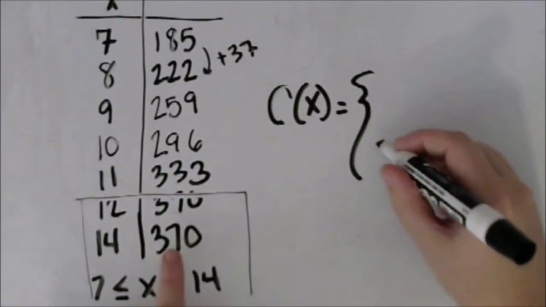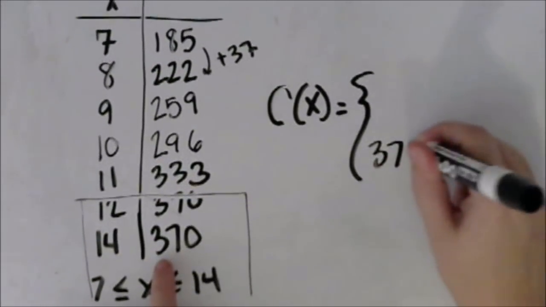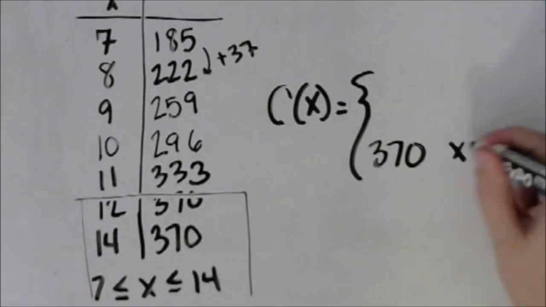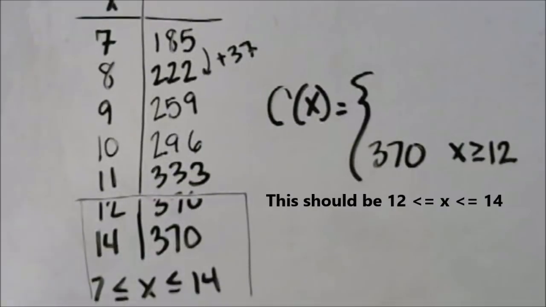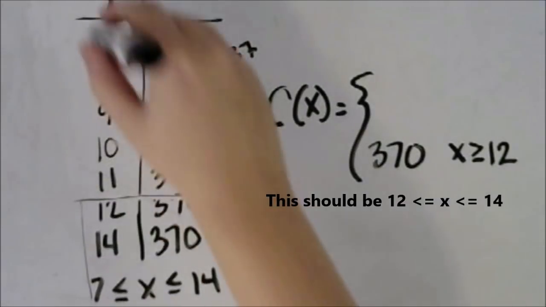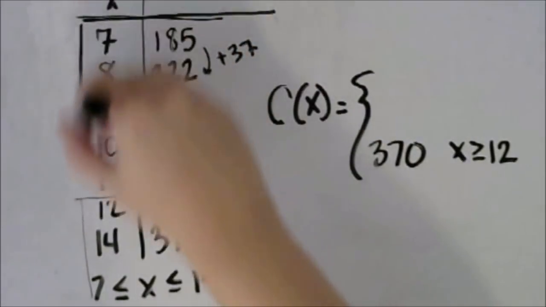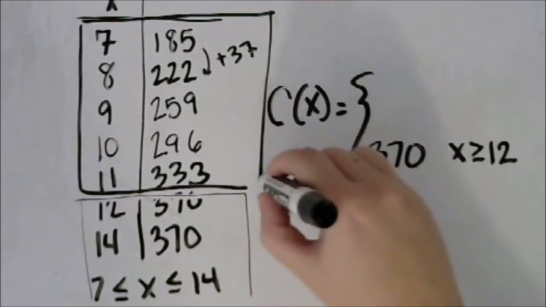I know that I'm going to pay $370 if my days are greater than or equal to 12. AKA days 12, 13, and 14. Then what equation do I use up here when I had paid 1 week plus 37 each extra day?